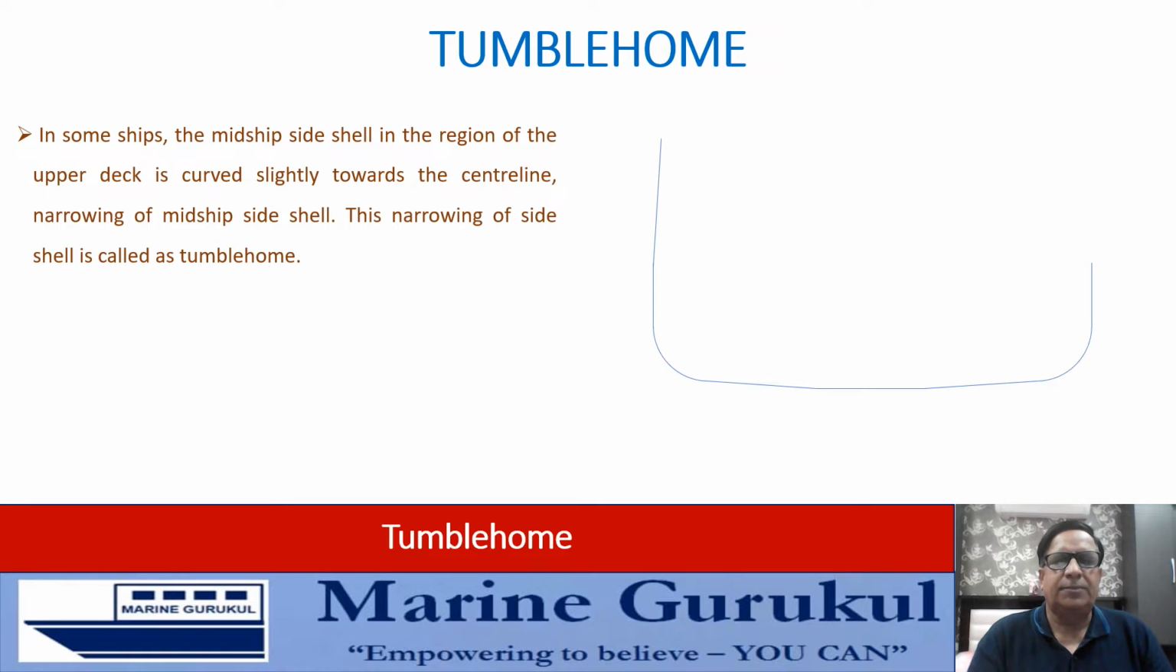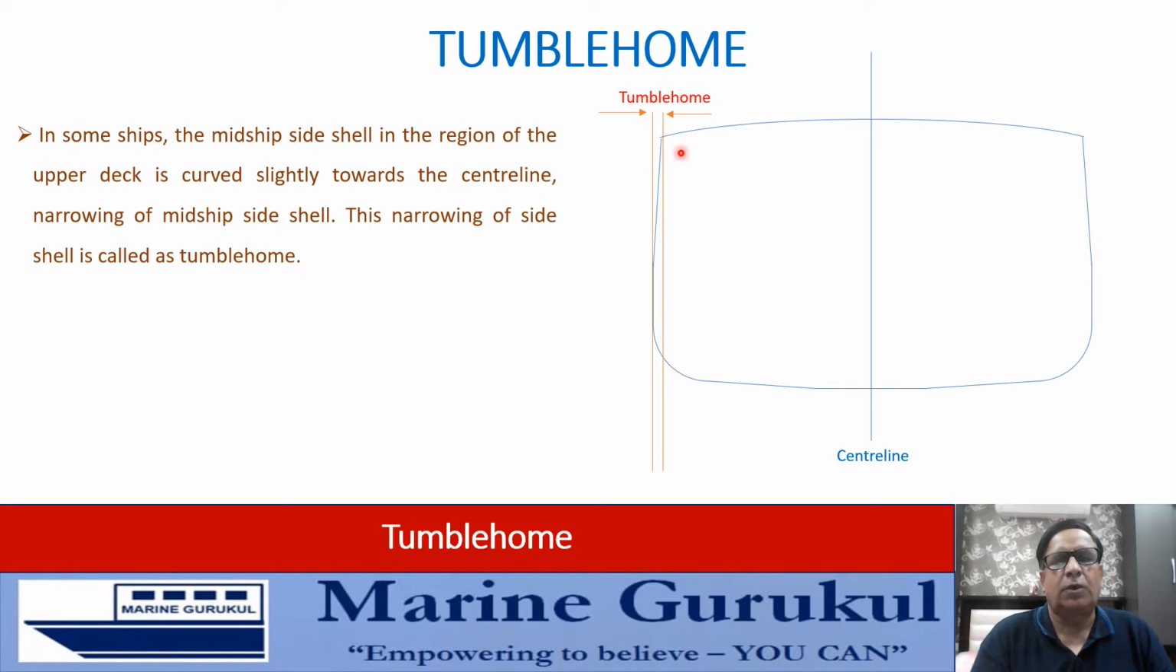You can see again the midship section of the ship coming with the center line marked. And what we see here is that the side shell, when it meets the deck edge, it's here. But if the side shell was to go straight as it was coming up from the keel, then that would have been here. What we see is that this upper part of the side shell is curved inwards, and this measure is what is called as the tumble home.